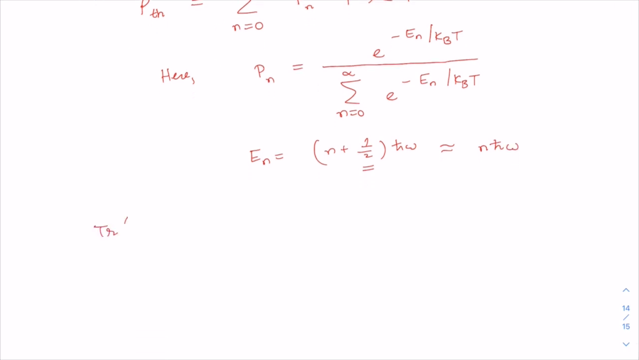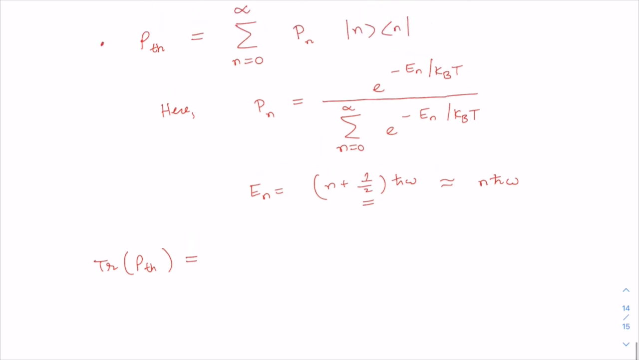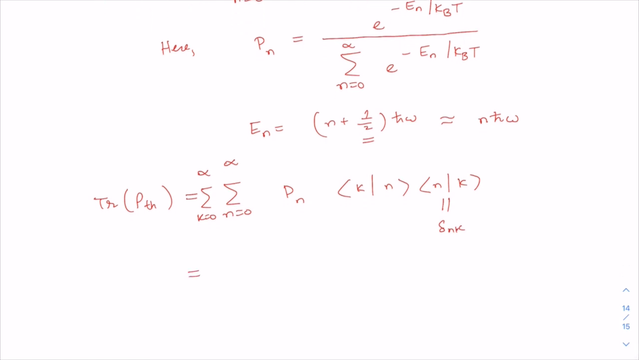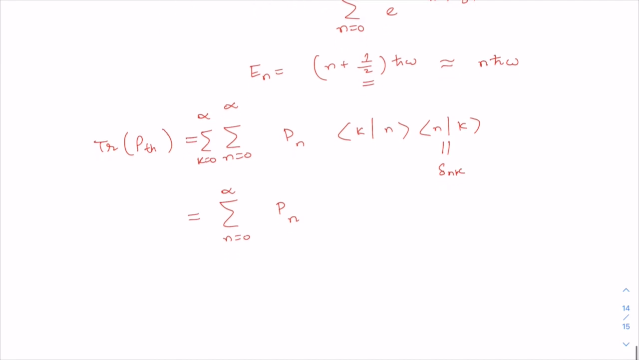You can quickly show that the trace of this density operator should be equal to 1, and it is indeed equal to 1. As you can see, if I take the trace of this density operator, it will be the sum over n equal to 0 to infinity of Pn, and in fact I should put here k equal to 0 to infinity, with the bra k and the ket n, and because this is equal to the Kronecker delta nk, immediately you can see that I will simply be left with the sum over n equal to 0 to infinity of Pn, and this is the sum over all the probabilities, which is equal to 1.